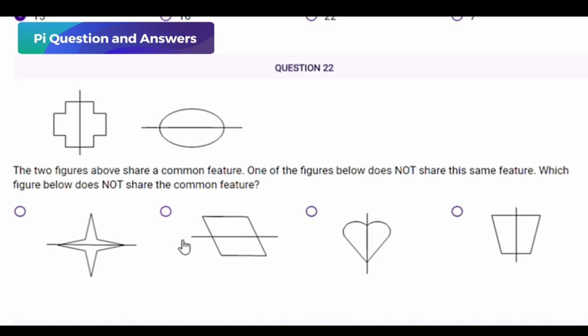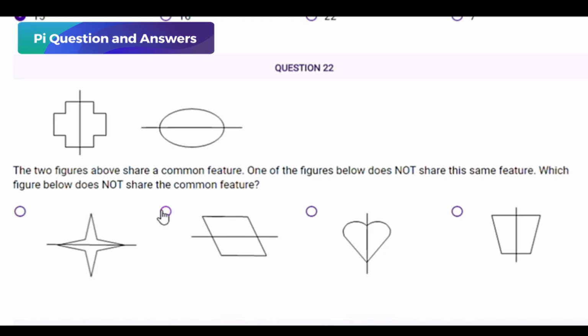Question type: visual pattern recognition, figure comparison. Question: the two figures above share a common feature. One of the figures below does not share this same feature. Which figure below does not share the common feature? Options are 4 different figures: a star-like figure, a slanted rectangle, a heart shape, and a trapezoid.